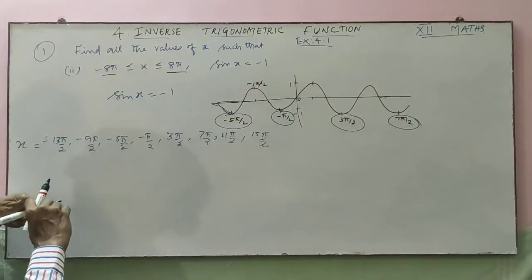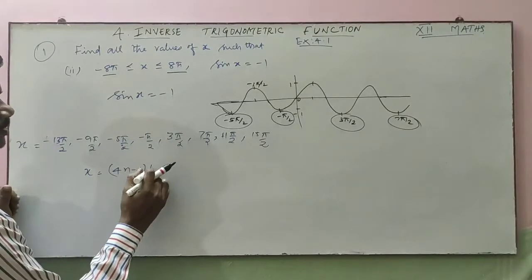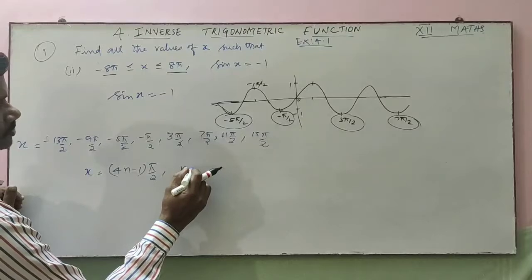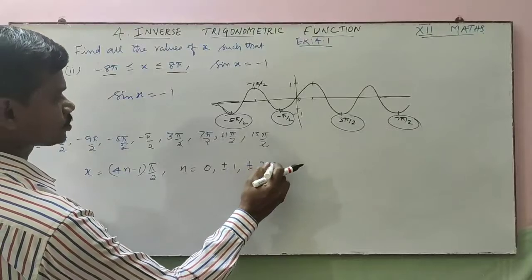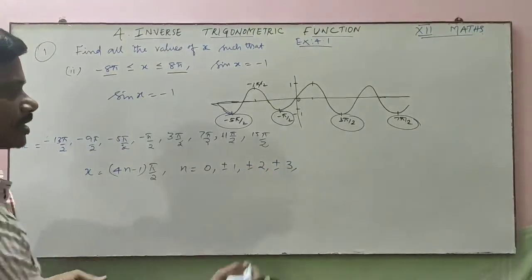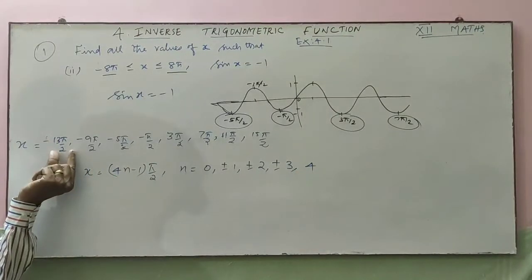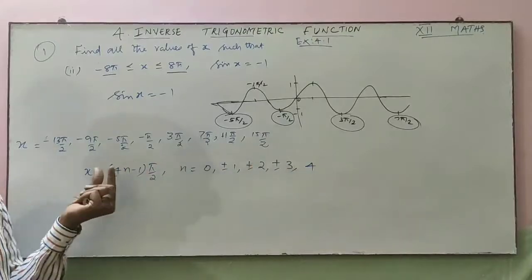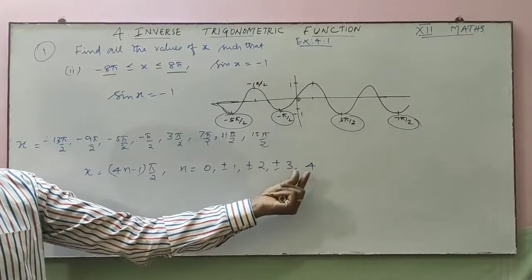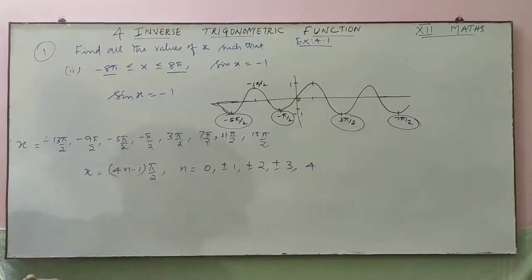So I write this in the general form. Here the general form is (4n minus 1) into pi by 2, where n is equal to 0, plus or minus 1, plus or minus 2, plus or minus 3, and plus 4. Not for the minus, because we have to stop with minus 13 pi by 2. Here we don't have minus 15. So we have to stop with plus 4. If I substitute the plus 4, I will get 15 pi by 2. If I substitute the minus 3, I will get minus 13 pi by 2. So this is the solution.